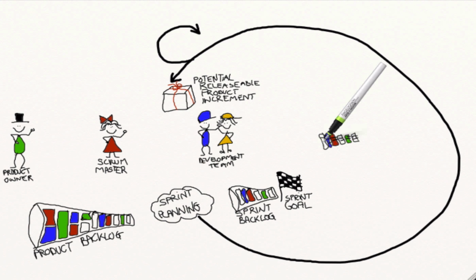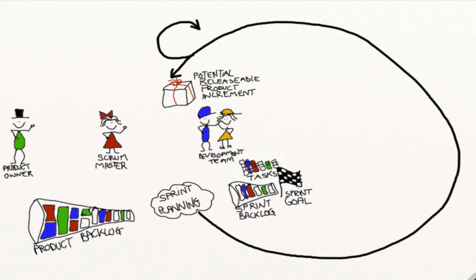When the sprint planning has ended, the sprint backlog is defined, a sprint goal is set, and the sprint backlog items have been decomposed into tasks of 1 day or less duration. Well, then it's time for the sprint to start.